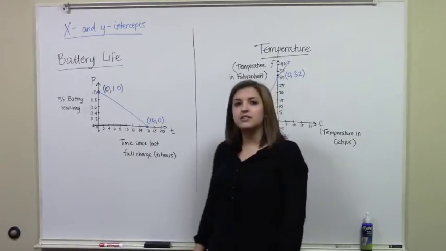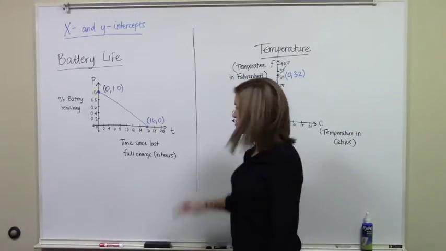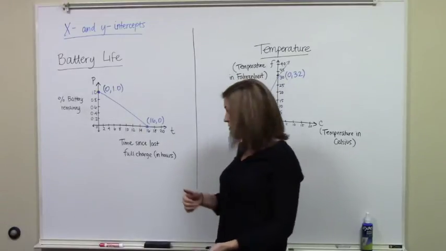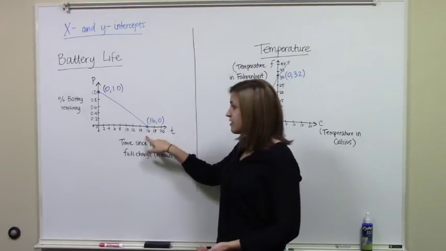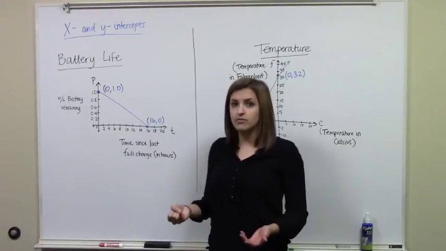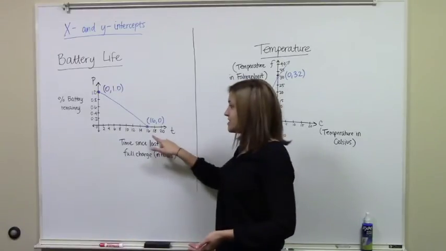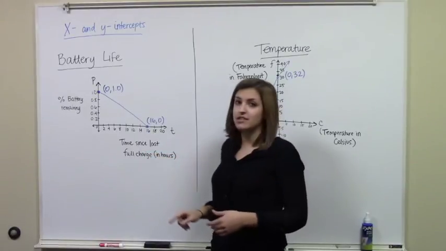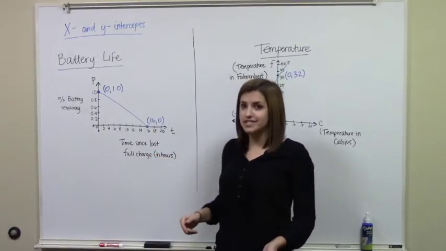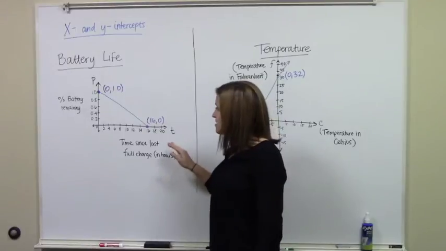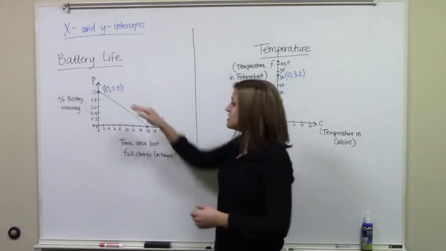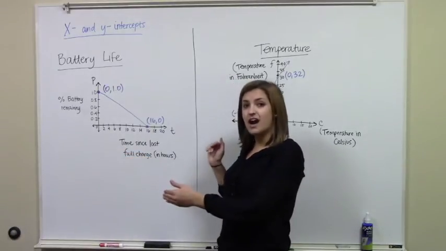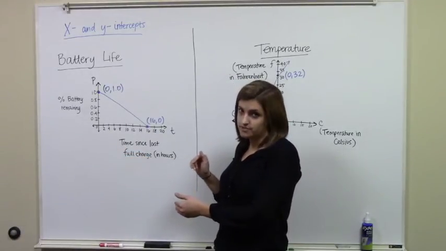Well, let's take a look at the t-intercept first. So my t-intercept is going to be when our p equals 0. So when p equals 0, or when my percentage of battery remaining is 0, my t equals 16, or my time since the last full charge has been 16 hours. Well, this means that by the time my battery hits 0, I've gone 16 hours since my last full charge.